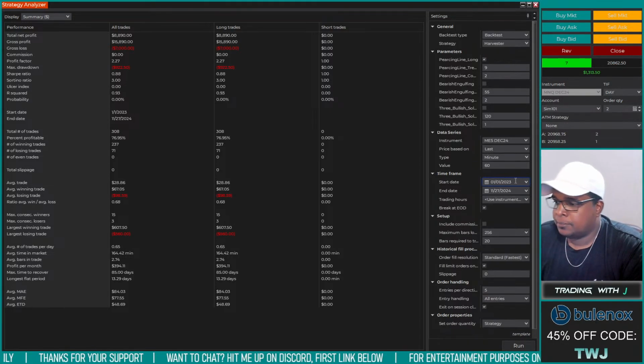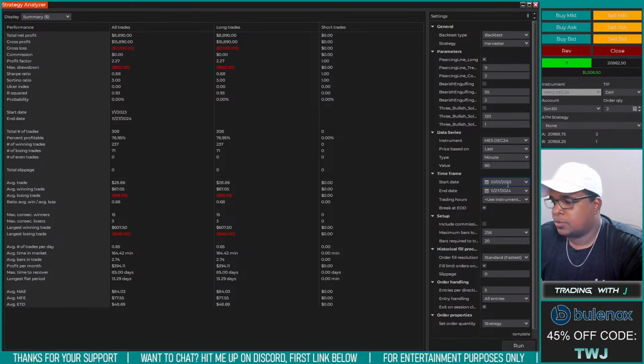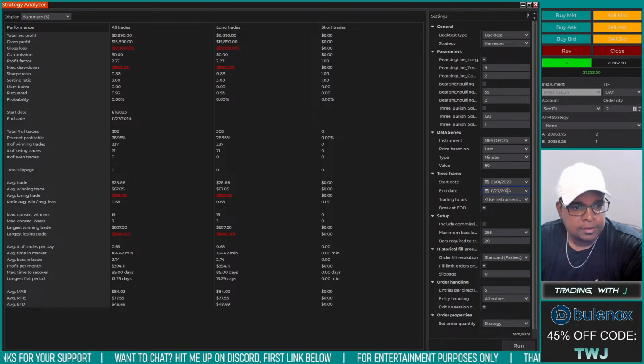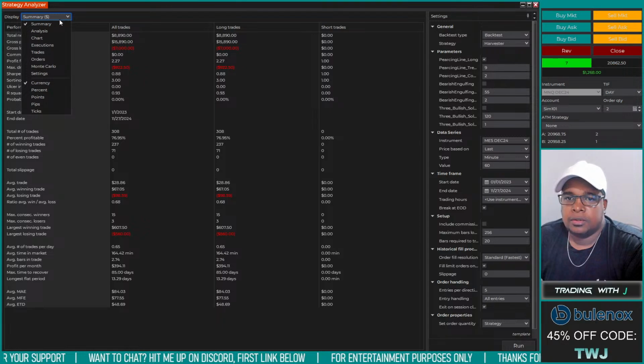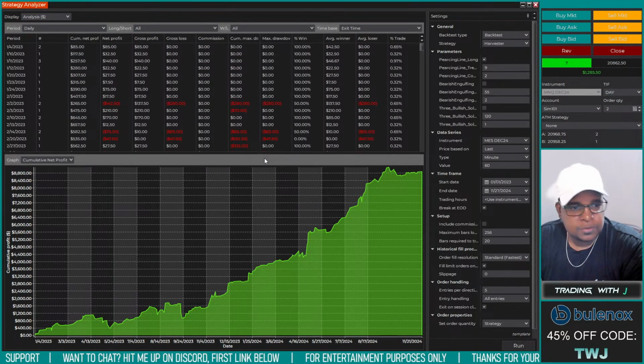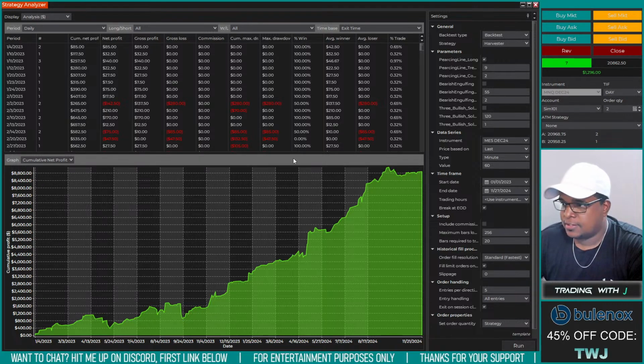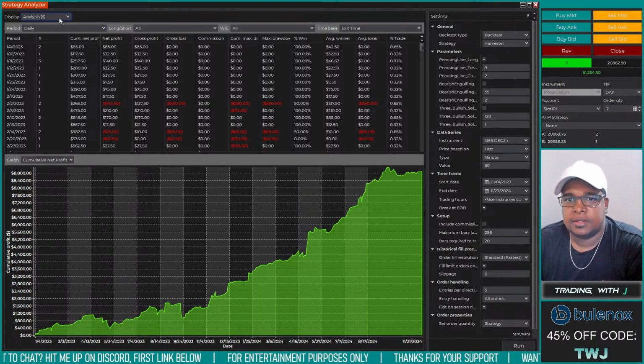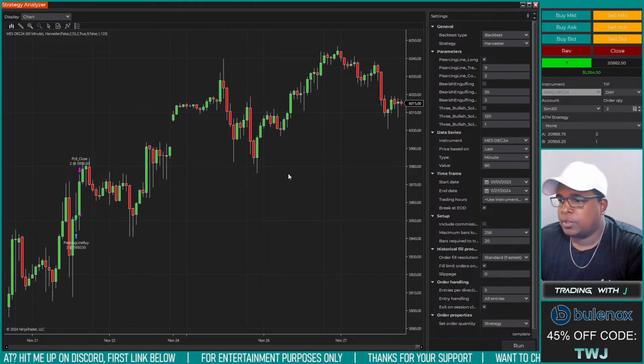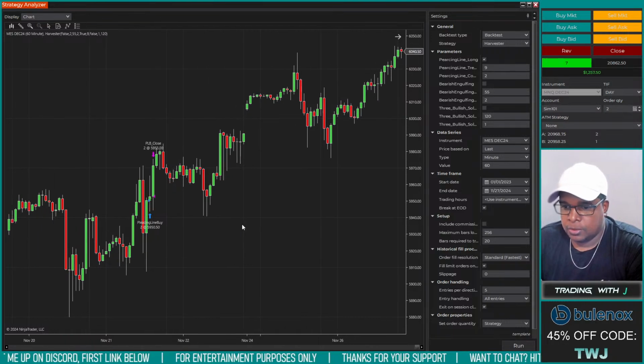We check from January 2023 to now. You can see this is what the equity curve looks like. This is just the PSN line trading on the 60-minute time frame. If we look at our chart, you can see how this works.